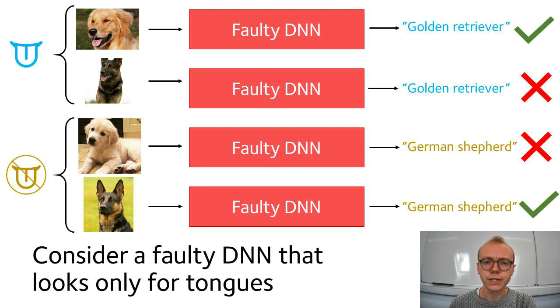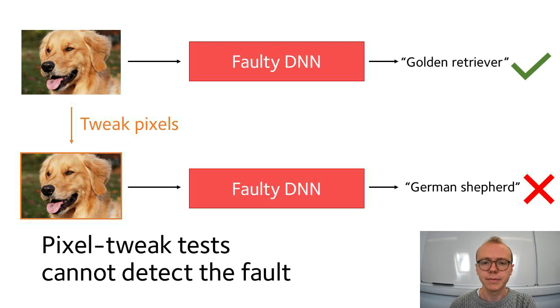Now, let's imagine we don't know that this deep neural network has this problem. We hope that our testing process will reveal any faults. But imagine testing this deep neural network using a pixel tweak approach. By definition of a pixel tweak, the change will be imperceptible. There is no way that we can understand the classifier's inappropriate reliance on tongues just by tweaking individual pixel values. We won't be able to see it. So testing using existing pixel tweak methods cannot detect the fault in this deep neural network.